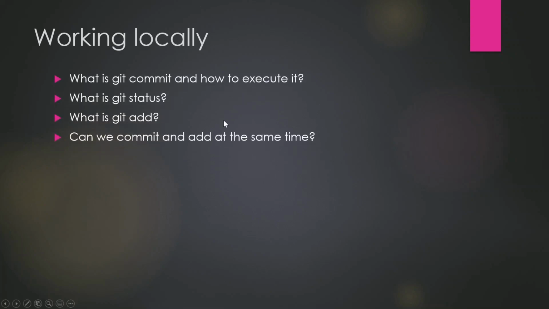As you can see on my screen, we are going to talk about how to work in Git locally. So there are 4 points that we are going to talk about today. First is what is Git commit and how to execute it. Second, what is Git status. Third is what is Git add, and fourth is can we commit and add at the same time. So these are the 4 points that we are going to talk about, and we'll do the demo. So let's dive right into the video.